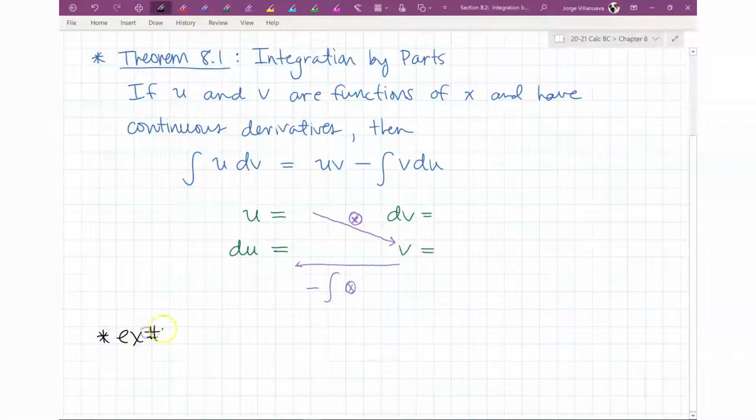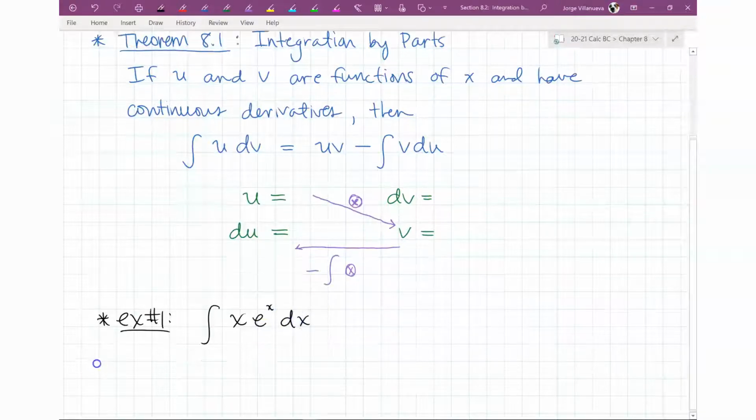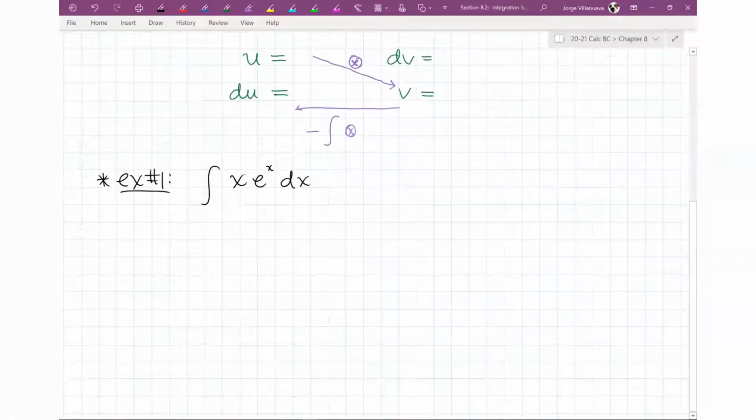Here's example number 1. We are going to integrate x times e to the x dx. Now you get to choose what your u function is going to be and what your dv function is going to be. One of the ways that you can decide which way is going to work best for you is by asking yourself what would be easiest to integrate. Or another question you can ask yourself is, what don't I know how to integrate? Because whatever I don't know how to integrate, I don't want to put it on dv.